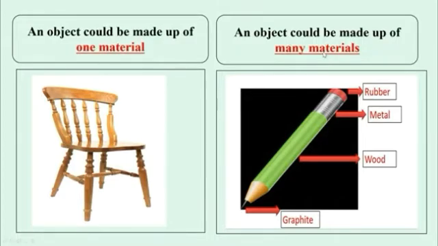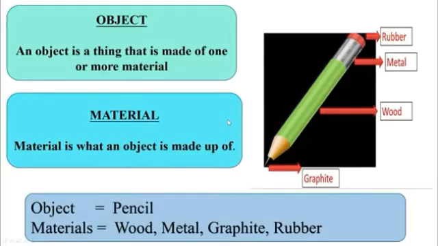Here we have a wooden chair, and it is made up of just one material, and that is wood. On the other side we have a pencil that is made up of many materials like rubber, metal, wood and graphite. So now I believe you have completely understood the difference between objects and materials. Here, pencil is an object, and rubber, metal, wood and graphite are materials.